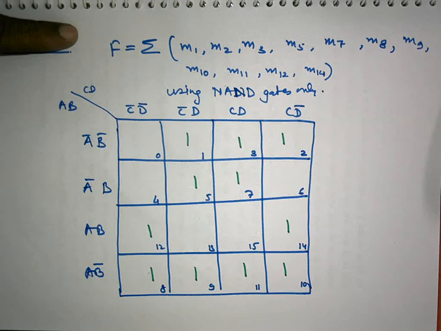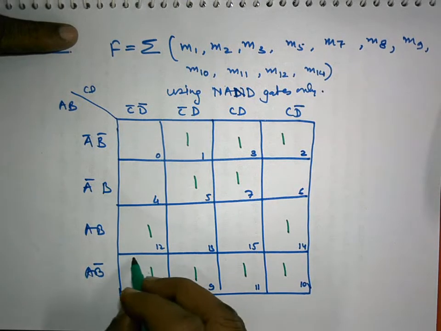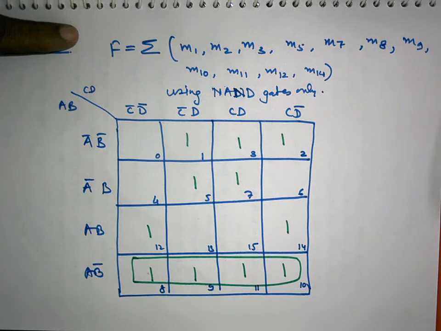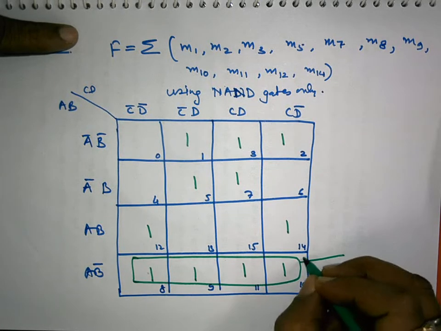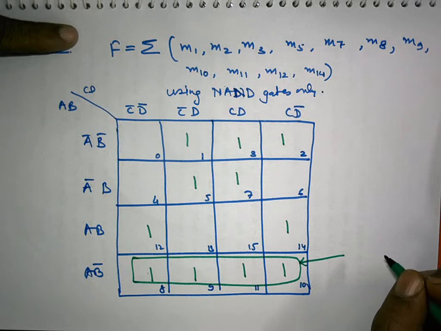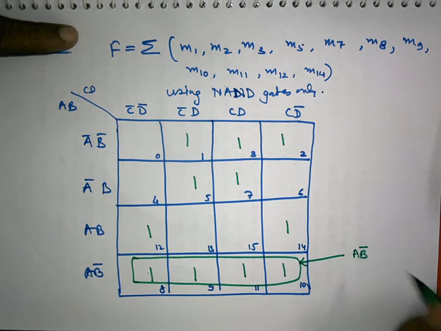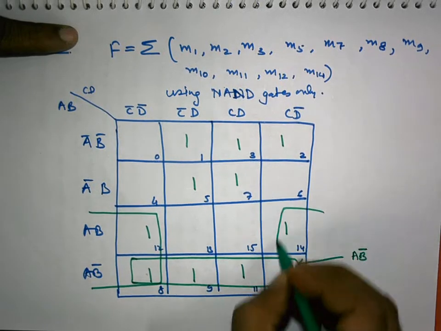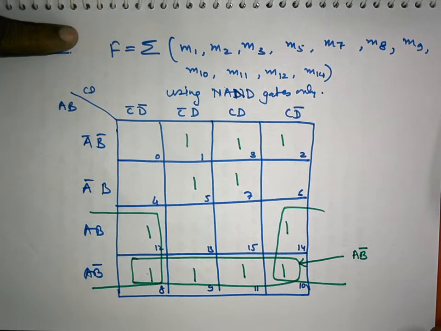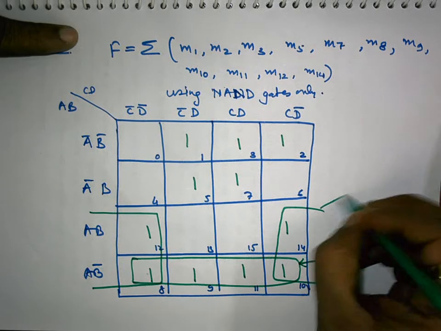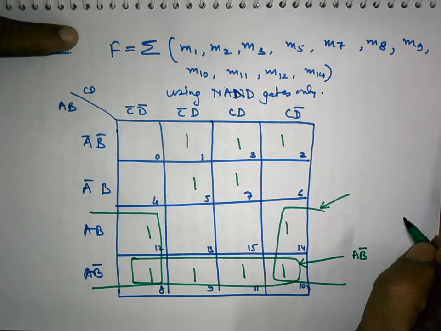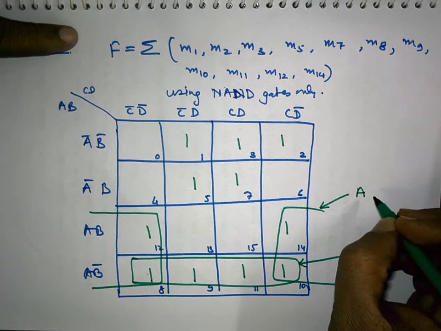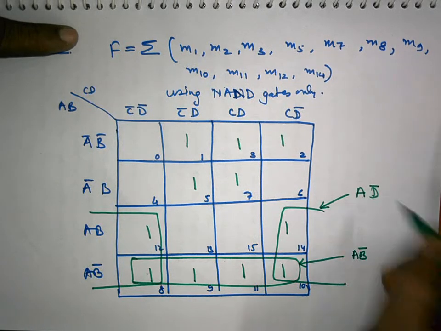So what is the biggest group that can be formed? I think this may be one of the biggest groups. And what is the variable coming out of this is AB bar. Am I right? This may be another group. This may be another group. And what is the variable coming out of this grouping is A and D bar, AD bar. Okay.